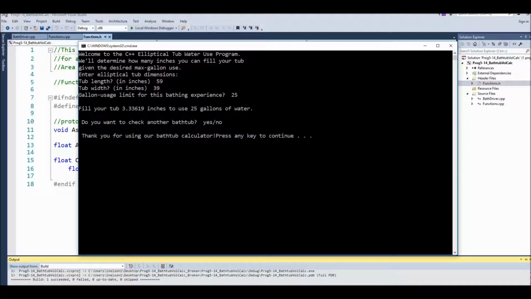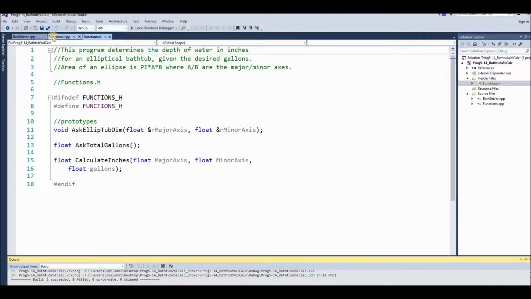Oh, okay. So I have two things to check. I need to check and make sure that this is the correct answer, 3.33619 inches of water. And look, after I do that, it says, do you want to check another bathtub? And then it says, thank you. It's done. It skipped me giving an answer to this question. Well, let's see how we can figure out what happened.